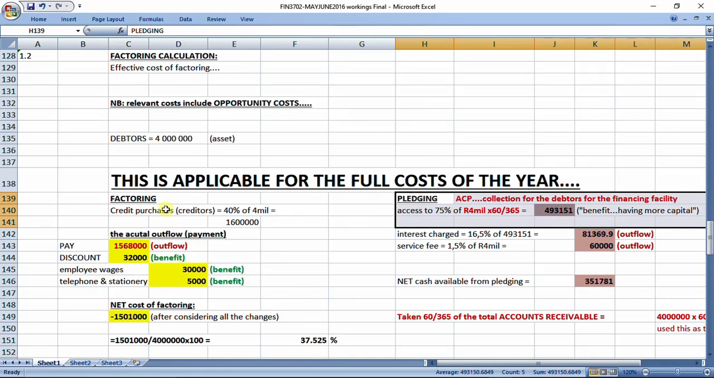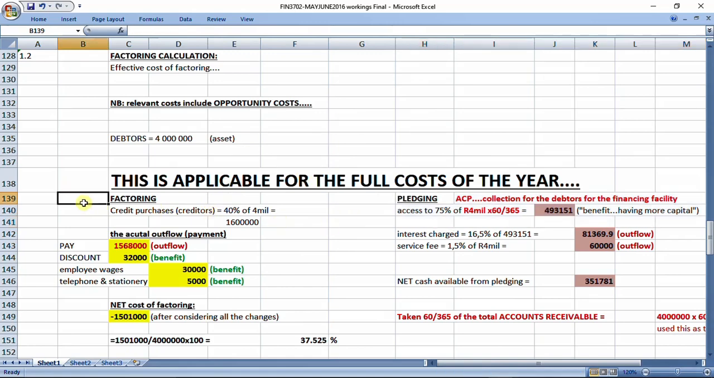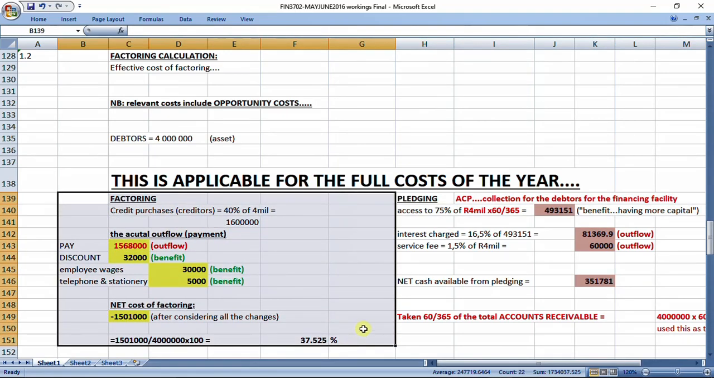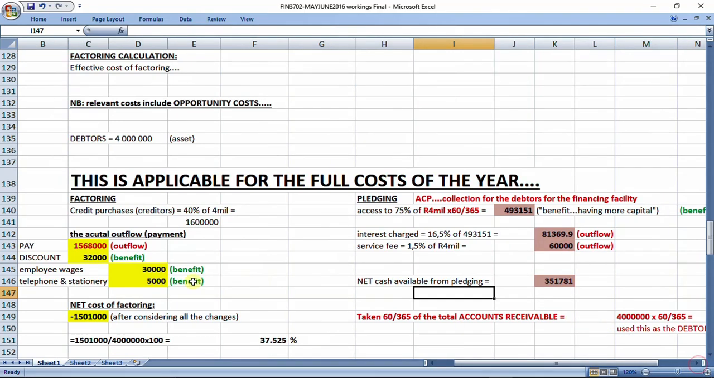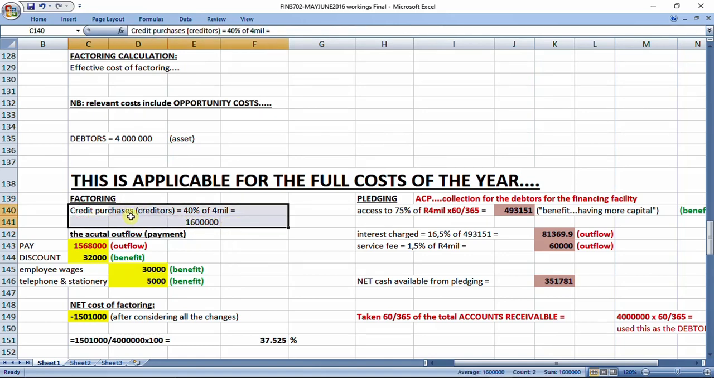Because when they give you information relating to factoring and pledging, factoring and pledging are similar, but they're different. I've shown both here because you could make a comparison and state whether one is cheaper than the other depending on the situation. So the current factoring situation: if you're looking at the credit purchases, in other words the creditors, factoring 40% of the 4 million is purchased.